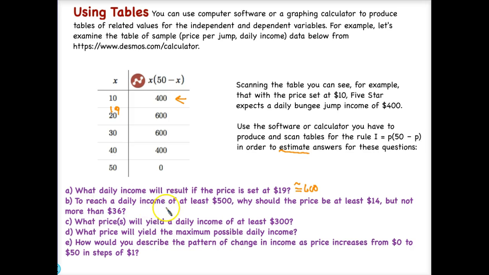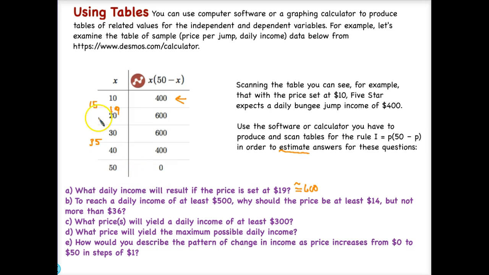How about B? To reach a daily income of at least 500. So where is 500? Well, it's somewhere between 400 and 600. In fact, it's about halfway. So probably right around $15 will get me at least 500. But then look what happens here. My income starts to drop right around here at $35. So at $35, I probably have 500 again. But if I go any higher, my income starts to drop.